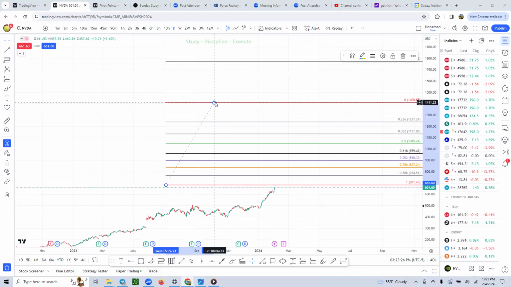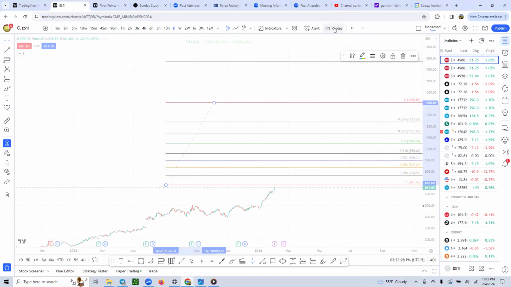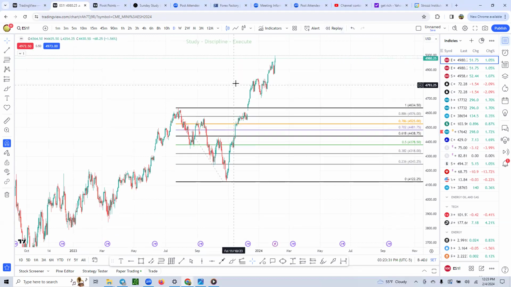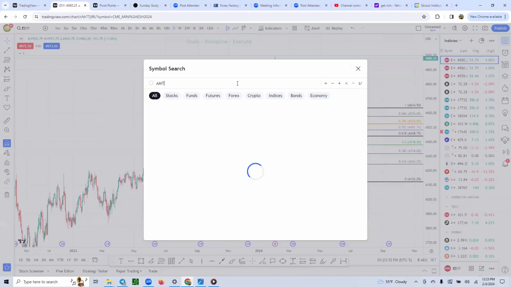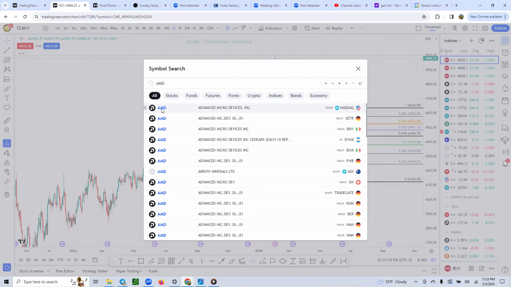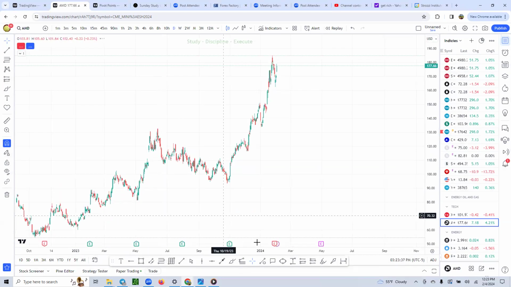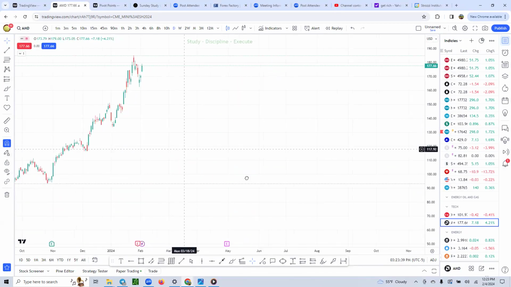On our previous call, we talked about AMD. So I'll just show this again. And this is one of those times where I might use this as an example, because it's a nice visual.